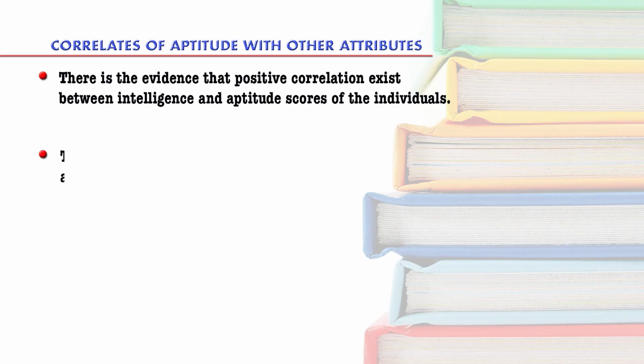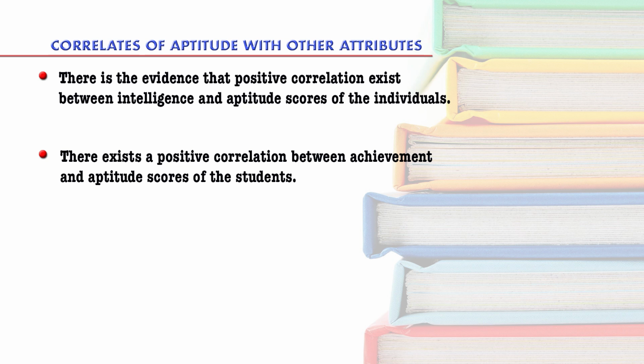That means we can say that those who have good aptitude in a field, definitely their intelligence in that field will also be high. Okay. So, that is why both the variables, both the attributes will go simultaneously. Then further, there exists a positive correlation between achievement and aptitude scores of the students. Friends, here also there is research evidence that these two attributes are positively correlated with each other. The students who have high aptitude, definitely they will do well in their examination, and their academic achievement will also accord with their aptitude. So, that is why there will be a positive correlation between aptitude and achievement of the students.